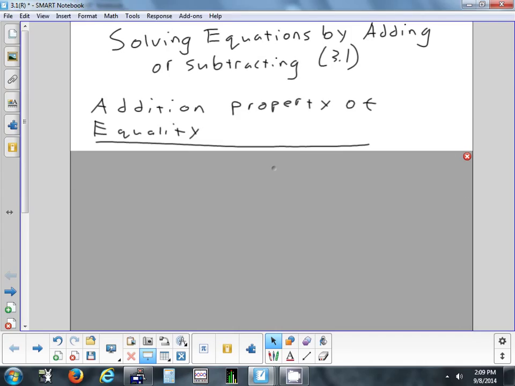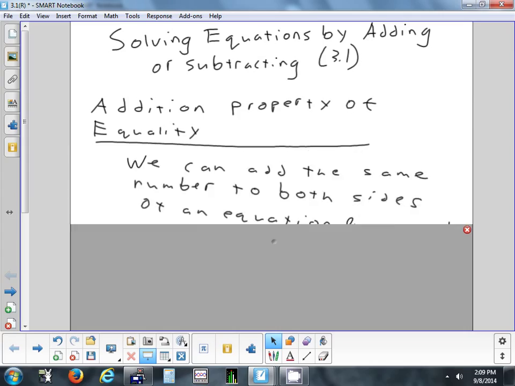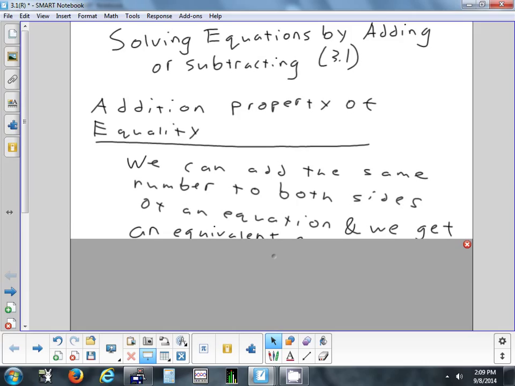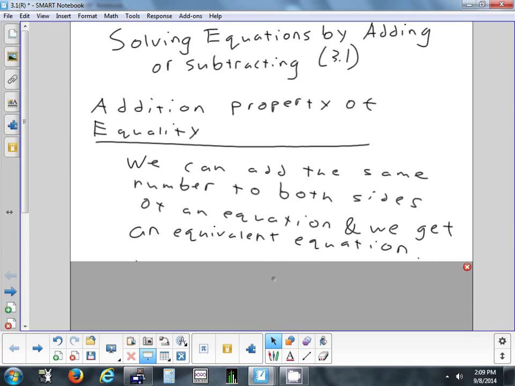So the first thing I'm going to show you guys is one property that you can use to solve an equation. It's called the addition property of equality. What the addition property of equality says, very simply, is if you're solving your equation, you are allowed to add the same number to both sides of the equation. And it doesn't affect the answer. If you do something that affects the answer, you've ruined the original equation. This doesn't. You are allowed to add the same number to both sides of an equation.